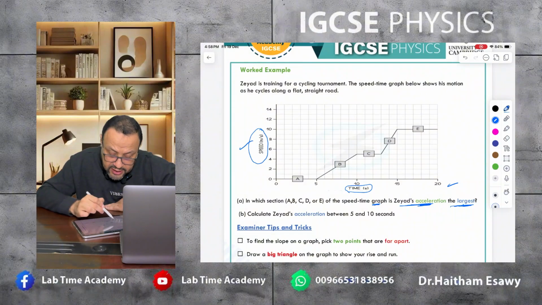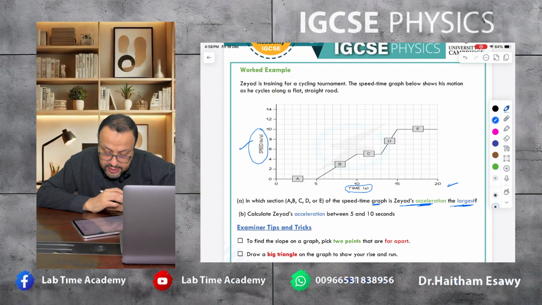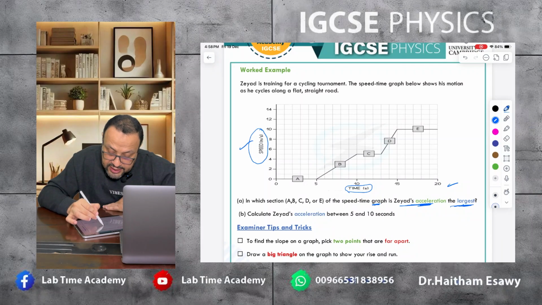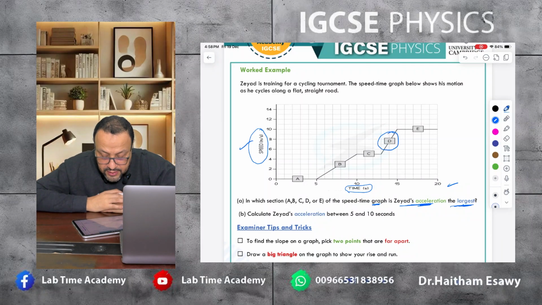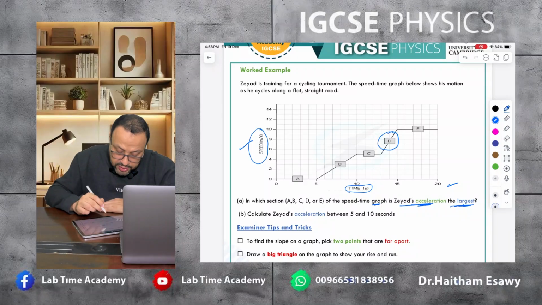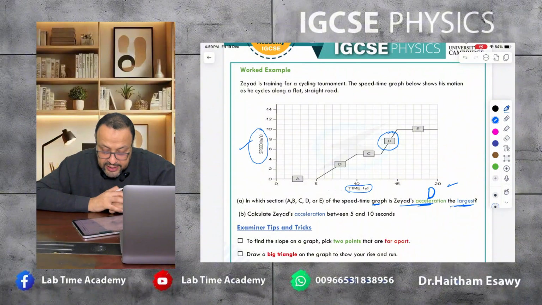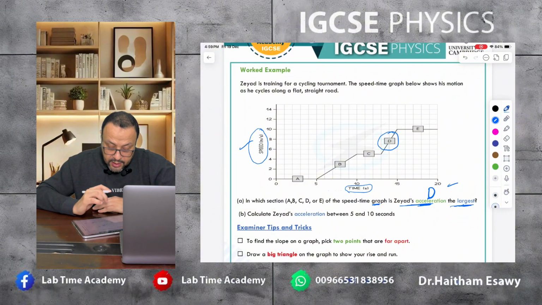So which one is nearer from the y-axis? A, B, C, D, or E? Actually, I think the steeper one will be D. So this means that the answer will be D, because D is the steeper line.